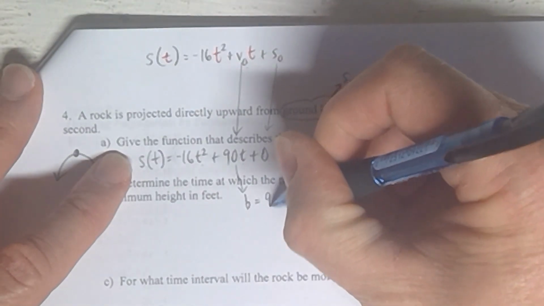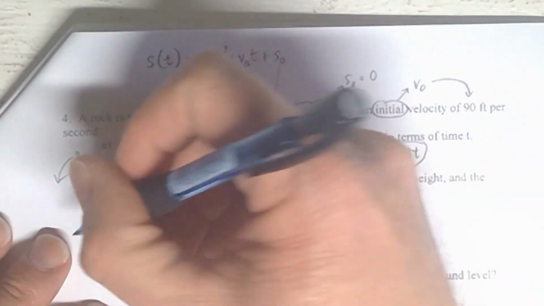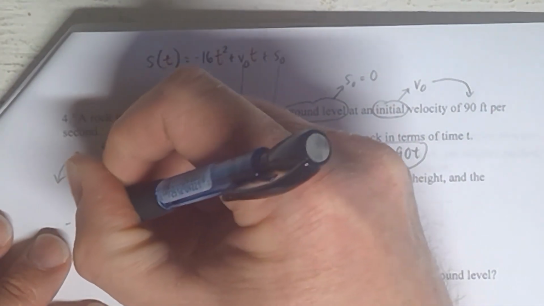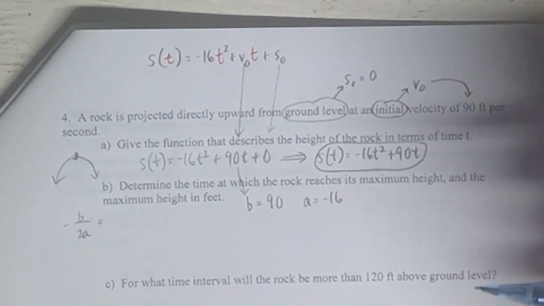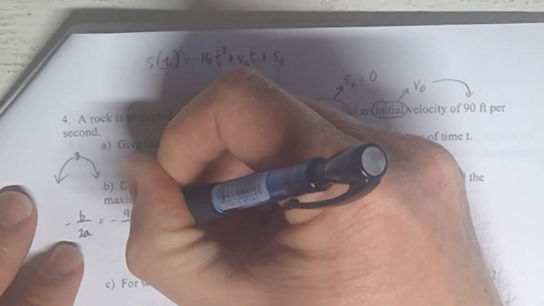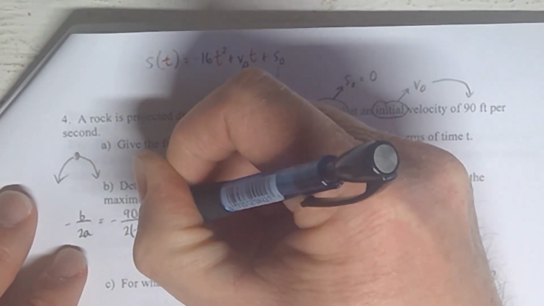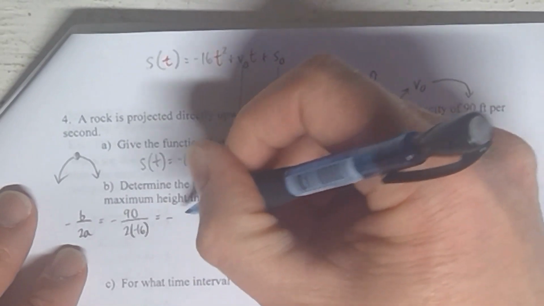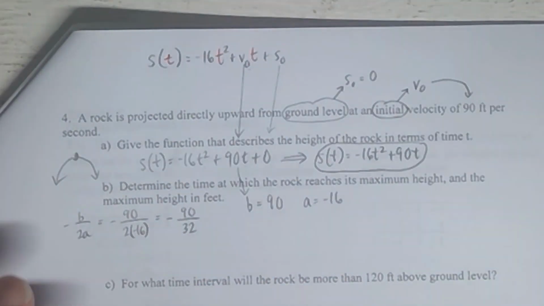So the b is 90 and the a is negative 16. Let's go ahead and figure out the negative b over 2a fraction, just like we did on the front side of the worksheet. So we got negative 90 over 2 times negative 16. All right, so we figure out what the fraction is equal to first. 90 over 32. Now this time the fraction is not as nice to us.